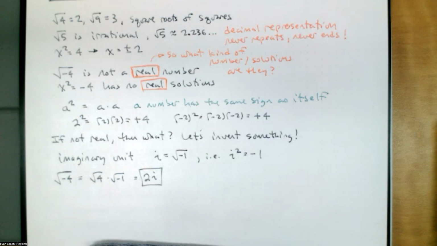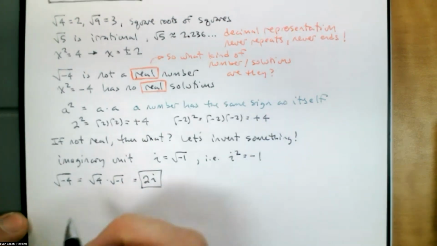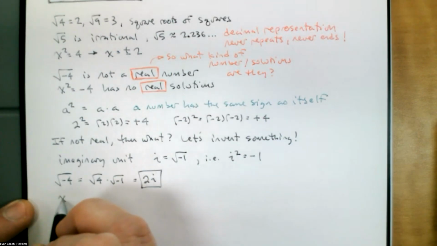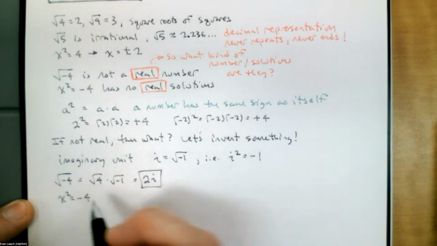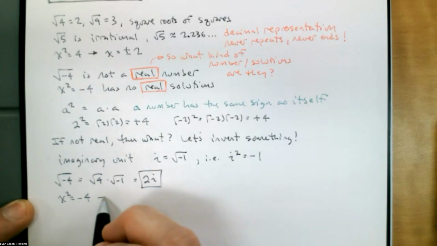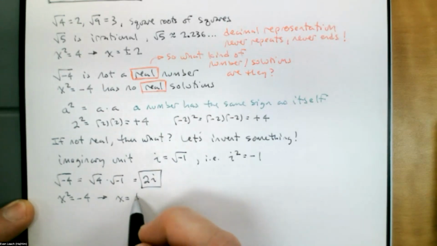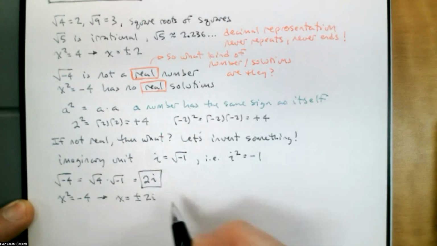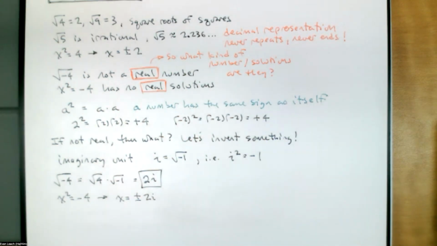If this shows up in an equation, we still get the plus or minus business like we always did. If I have an equation that says x squared equals -4, then we still get two solutions. x is equal to plus or minus 2i. We get those two solutions.